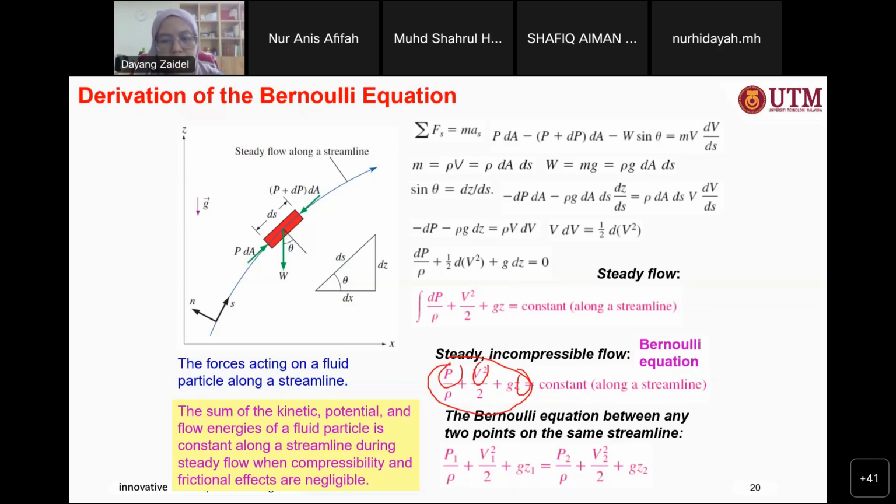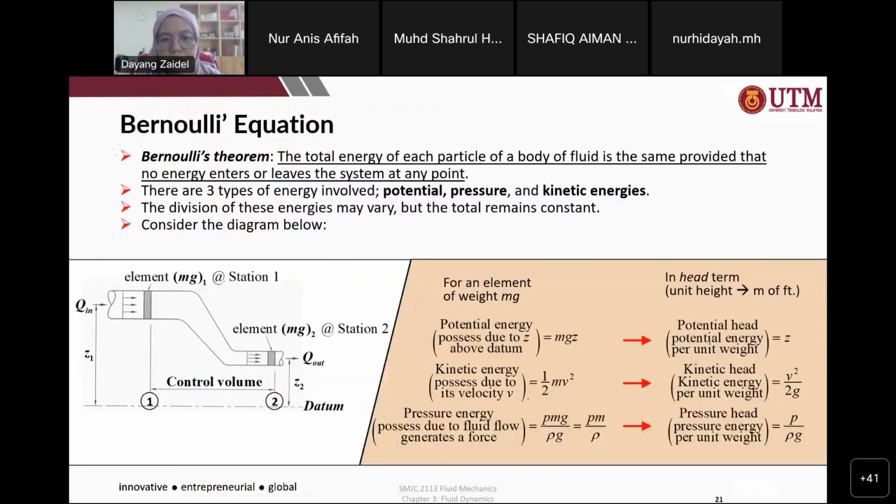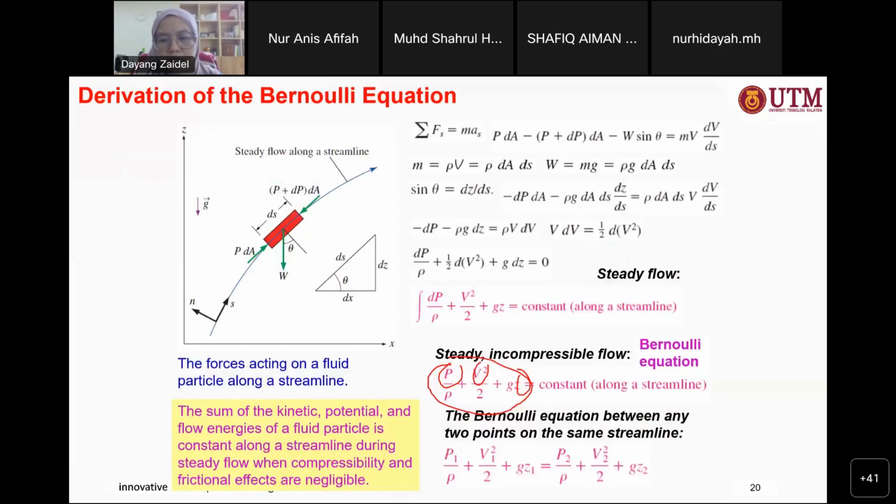So this is the final equation of Bernoulli along a streamline, on the same streamline, between two points, after the long derivation. What you need to know is this equation is to be used if we have a system that has two points that we can compare. We can compare the pressure, we can compare the velocity.